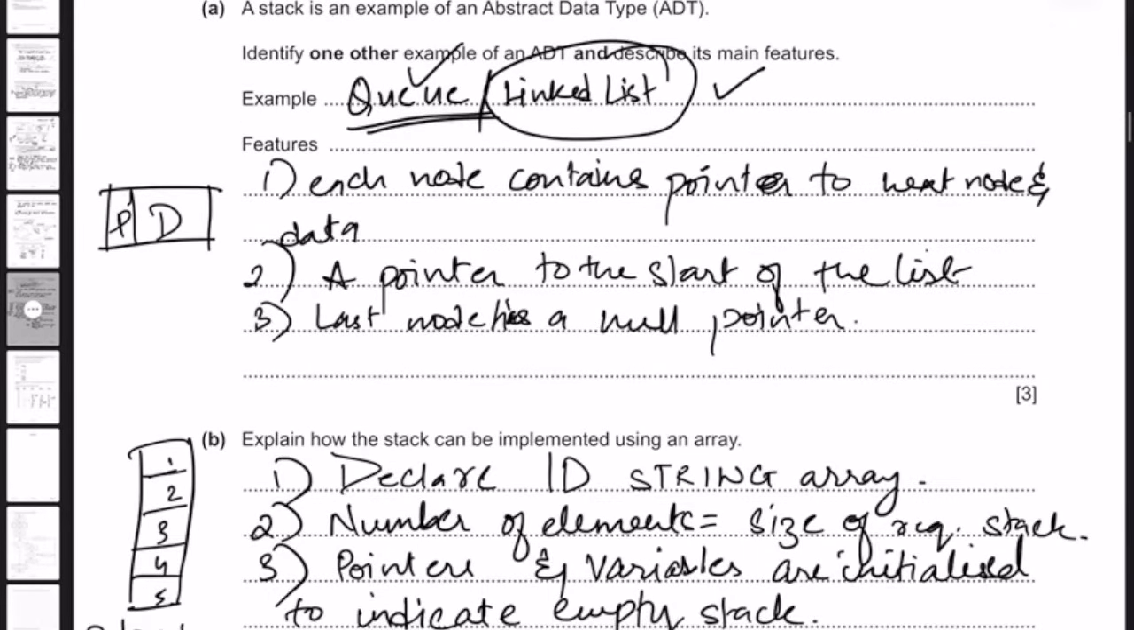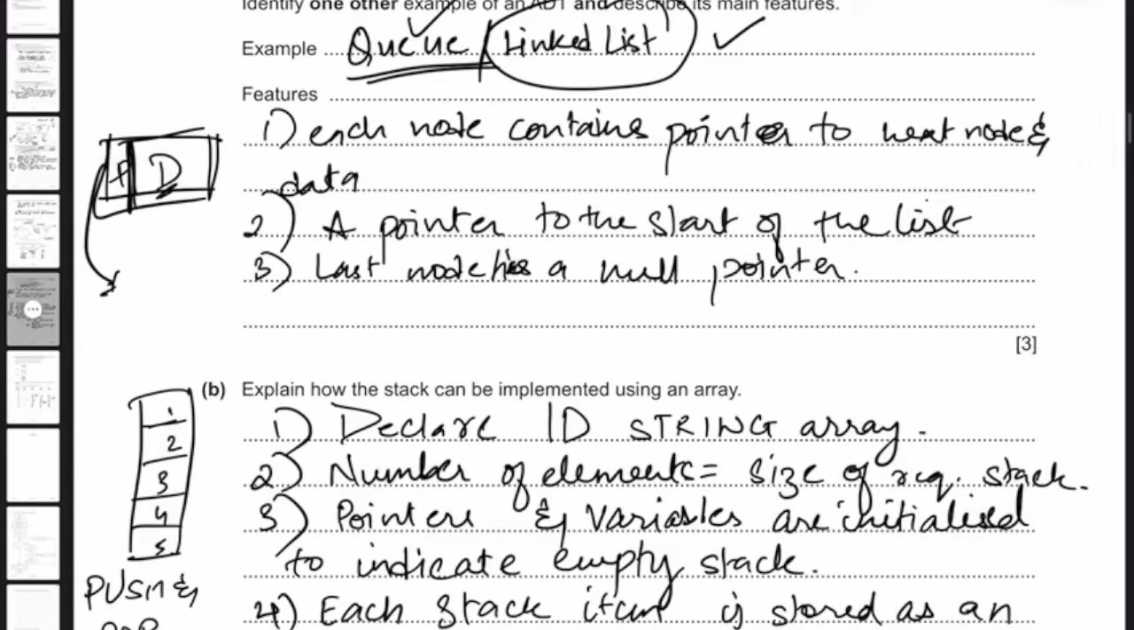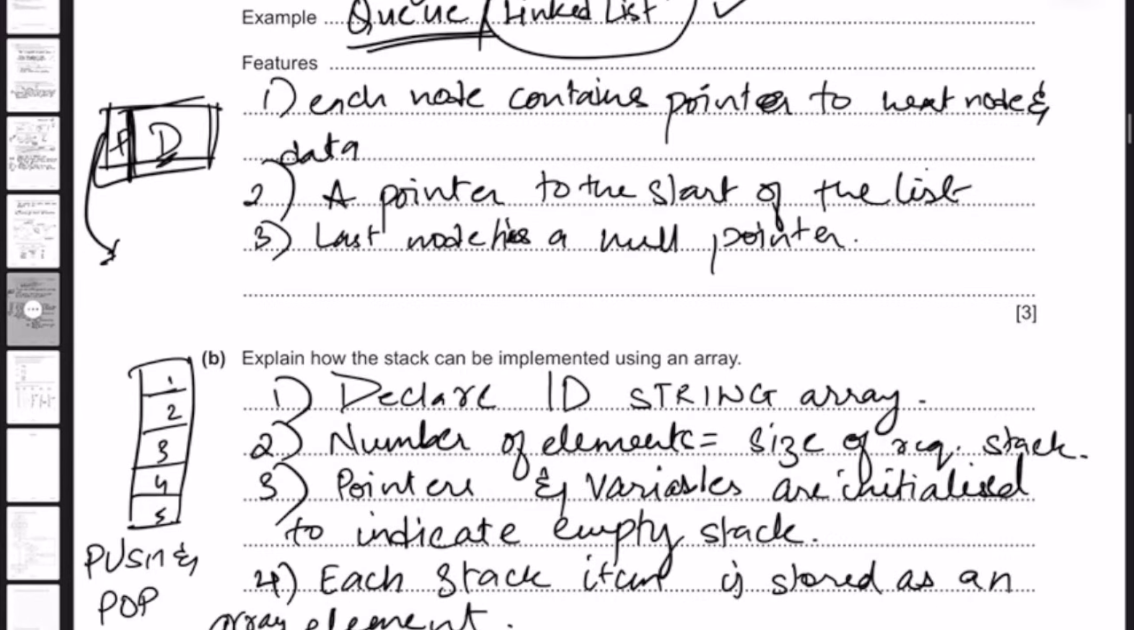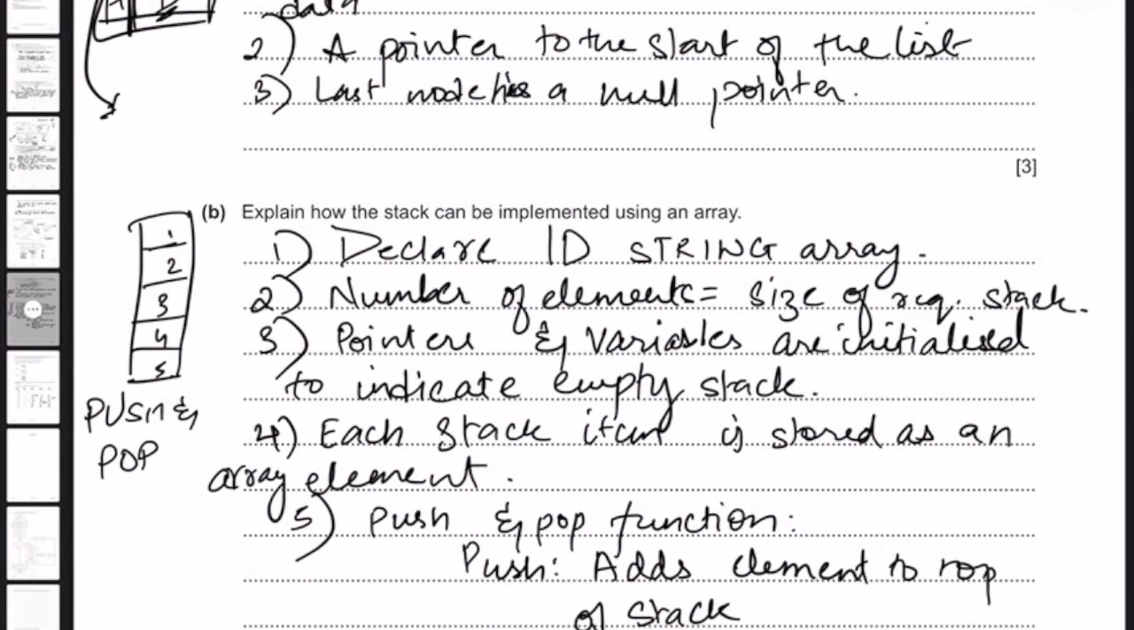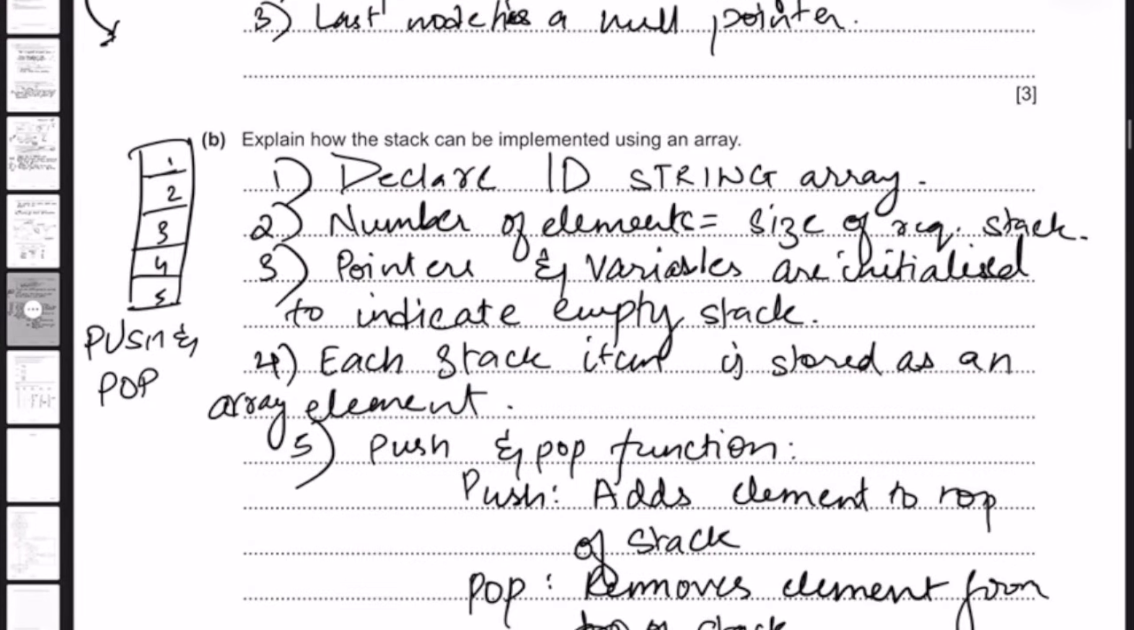The features are each node contains a pointer and data. So this is your node. It has a pointer for the next node, which leads you to another one, and the data of that node. A pointer to the start of the list, and the last node has a null pointer so that it won't lead anywhere. That is the last node. Simple.